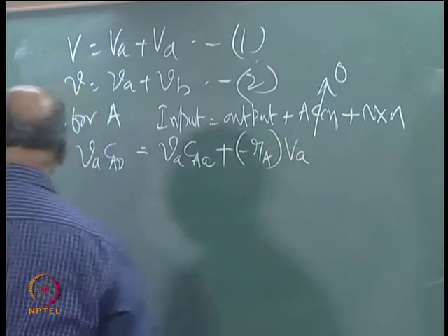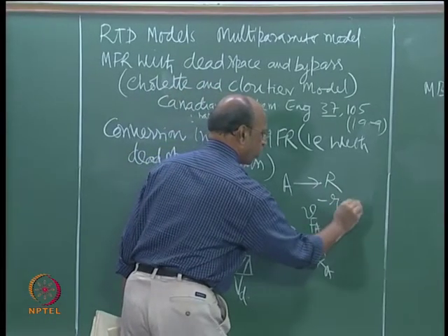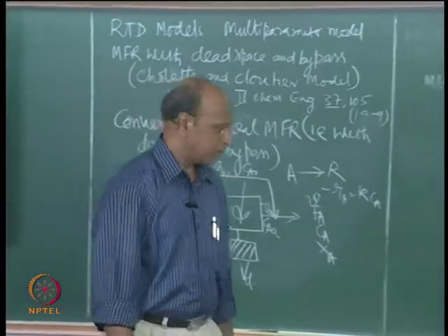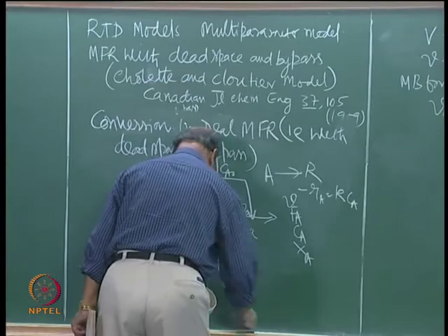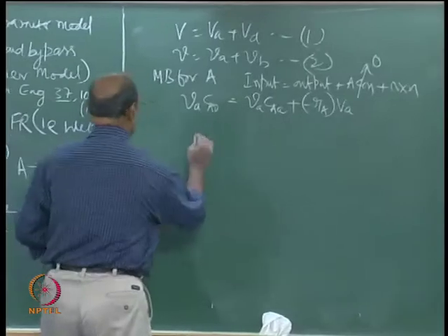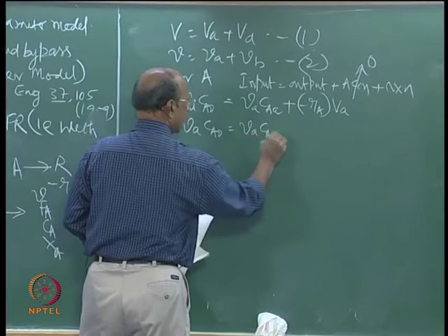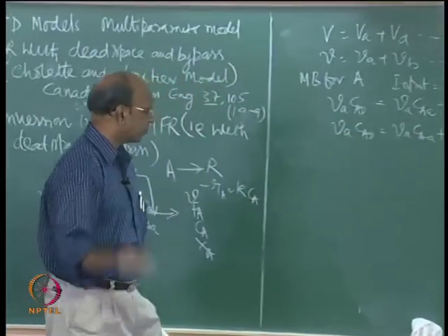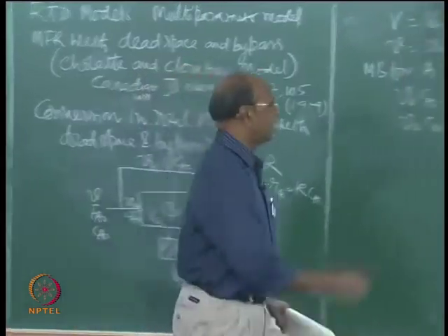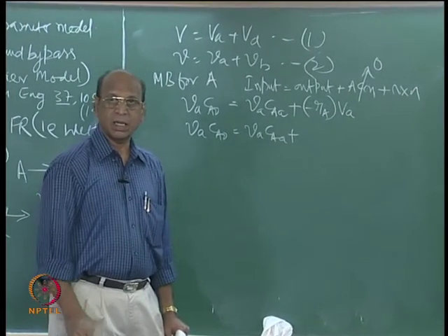So, when I have minus R A equal to K into C A for a first order reaction. Second order reaction I will ask in the examination. Okay, first order reaction I will take. So, when I write the next one also, that will be V A C A naught, V A C A A. Now, tell me, Pooja, minus R A equal to K C A, no, it is not K C A. K C A naught.